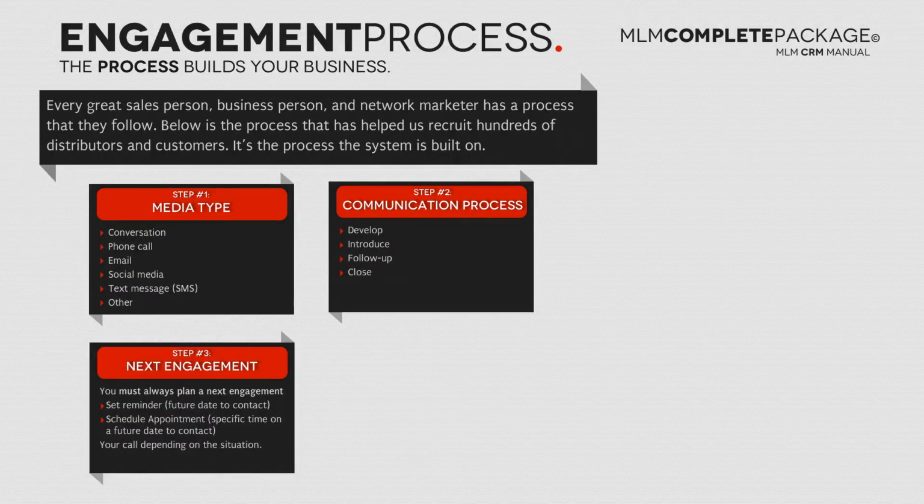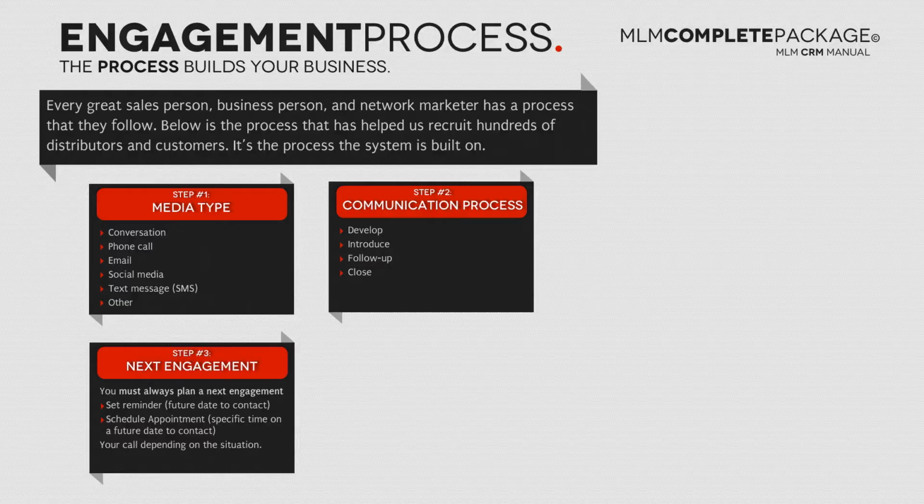Step 3 is to determine the next engagement. And this is, when are you going to talk with the person again or attempt to talk with the person again? And so you always do this. This is a big mistake a lot of people make, is that they don't get a specific follow-up date or a specific plan for when they're going to reach out or connect with the person again.